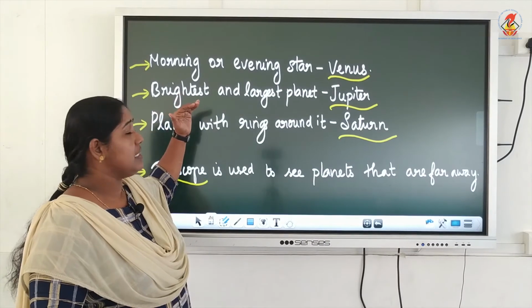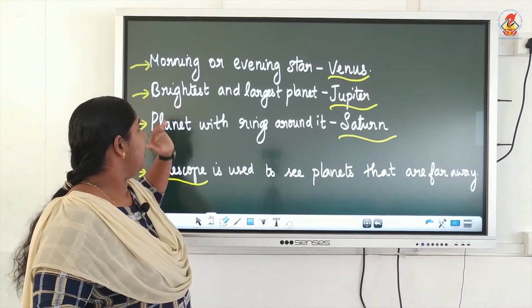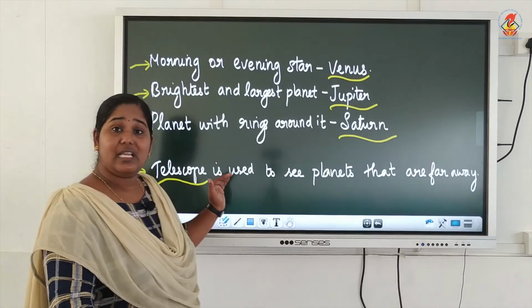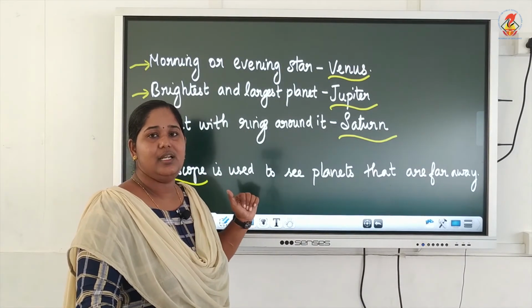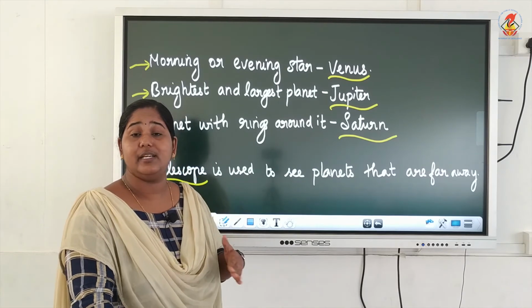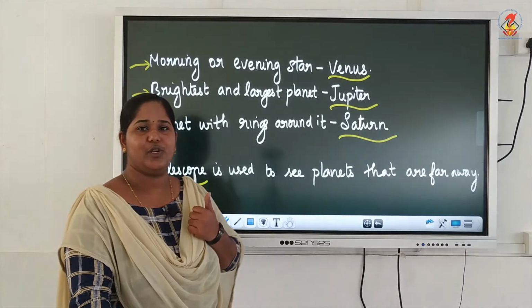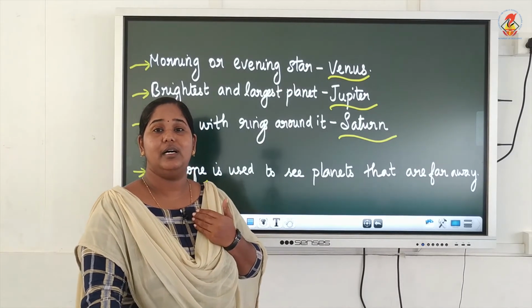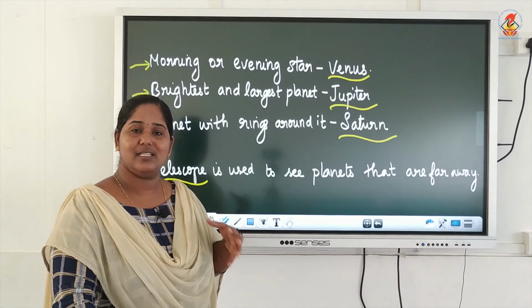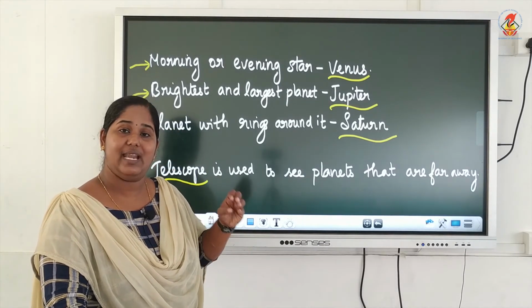So, these are some important things about the planets. Venus is called the morning or evening star. The brightest and the largest planet is Jupiter. The planet with rings around it is Saturn. Then the planet in which life exists, the only planet in which life exists, you know the answer. What is it? Yes, our Earth. We all live on Earth, and that is the only planet which supports life on it.